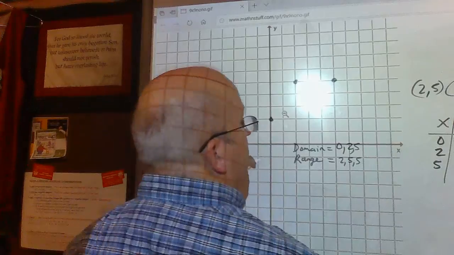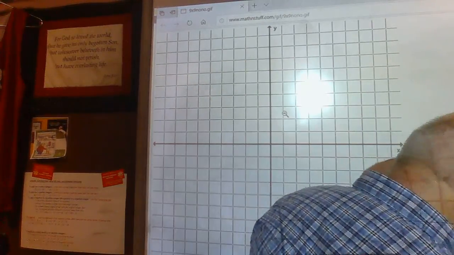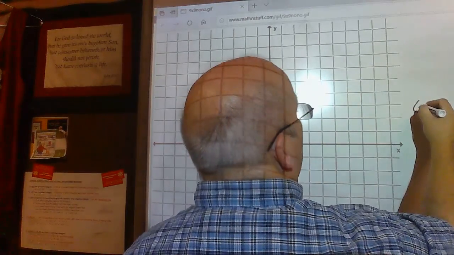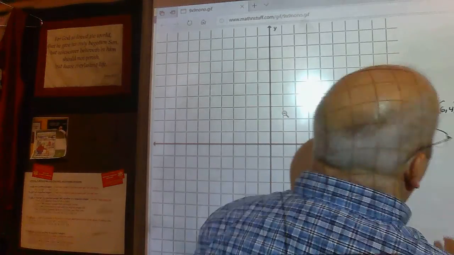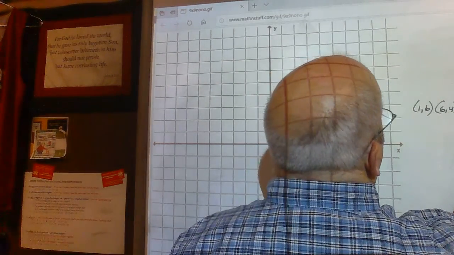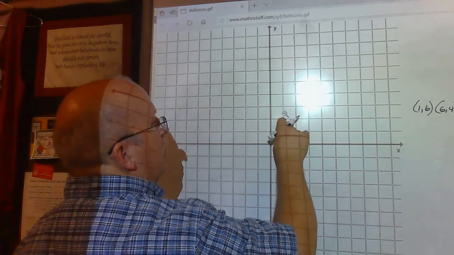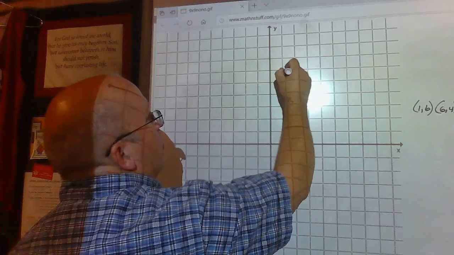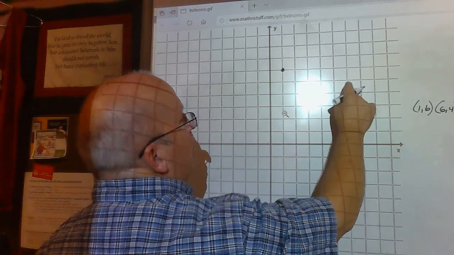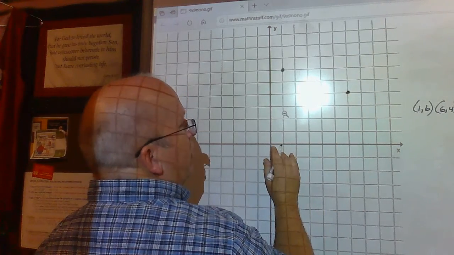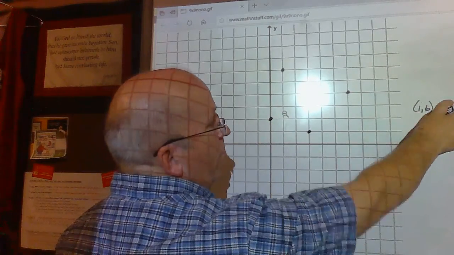Let's do number 9. Same thing, no big deal, hopefully. We got 1, 6, 6, 4. We've got 0, 2, 3, 1. Remember, when we graph these, we always graph the x value first. So there's my 1, 6. There's my 6, 4. Here's my 0, 2. And here's my 3, 1. Okay, so that's the graphing of these points.